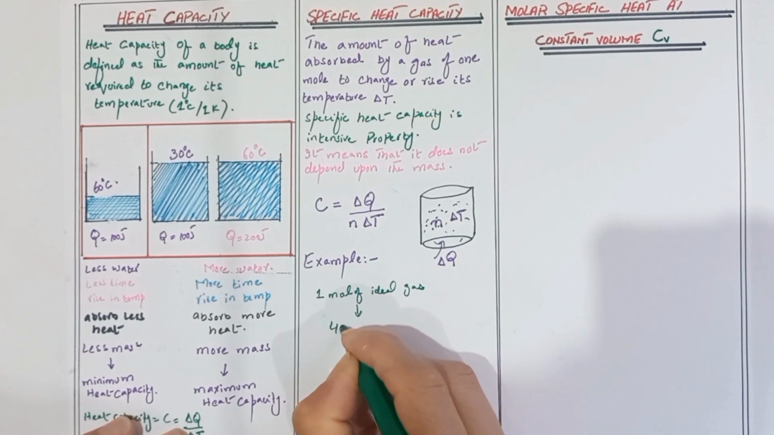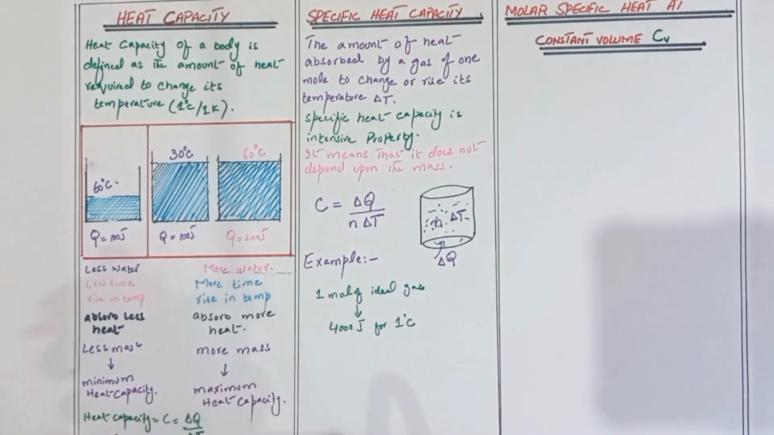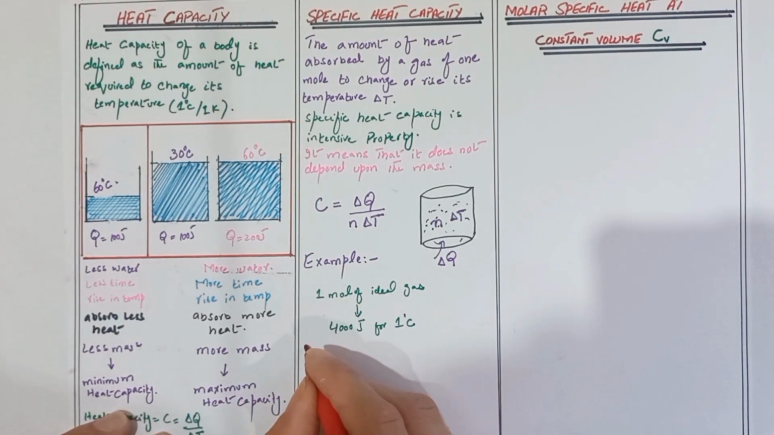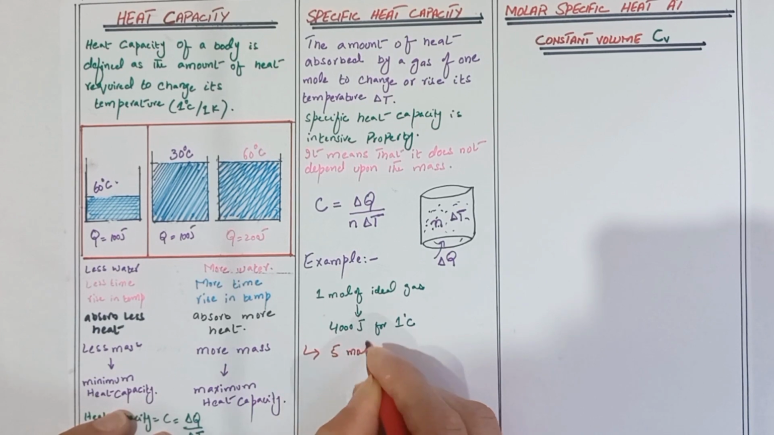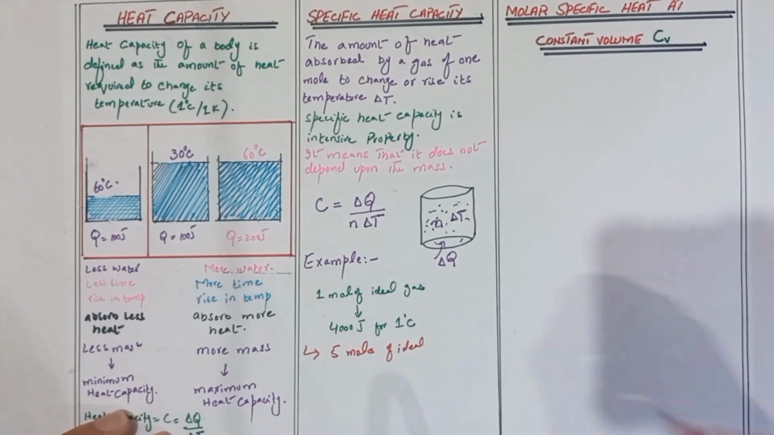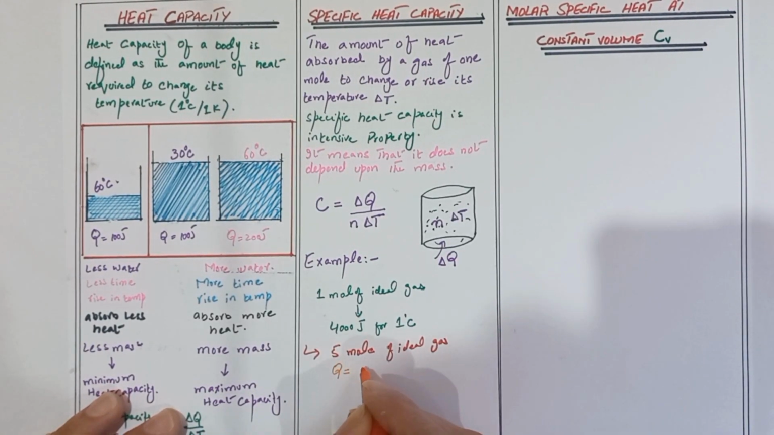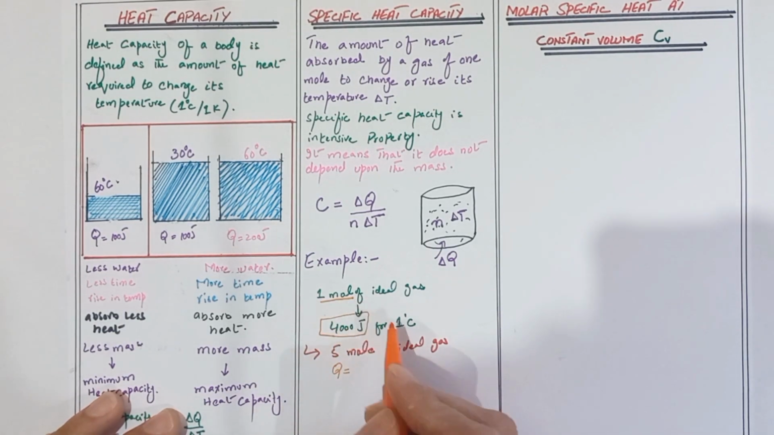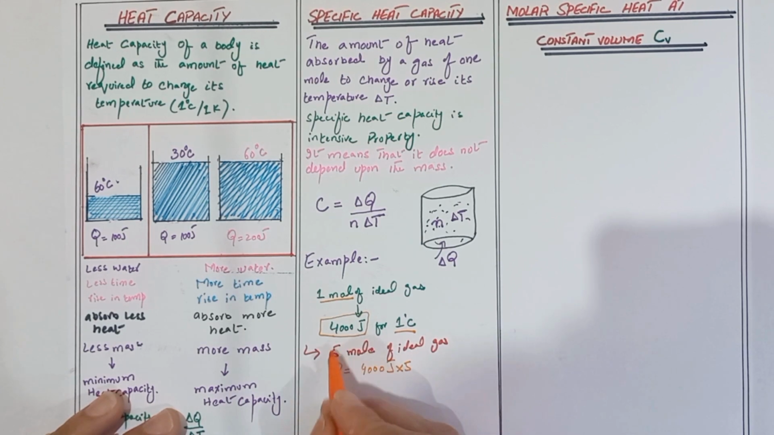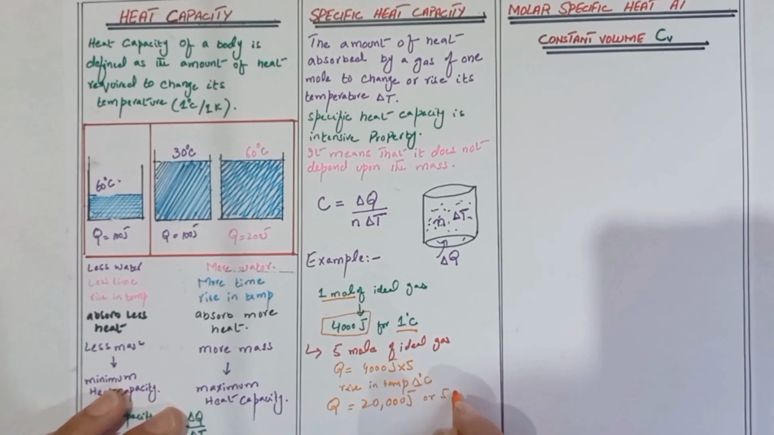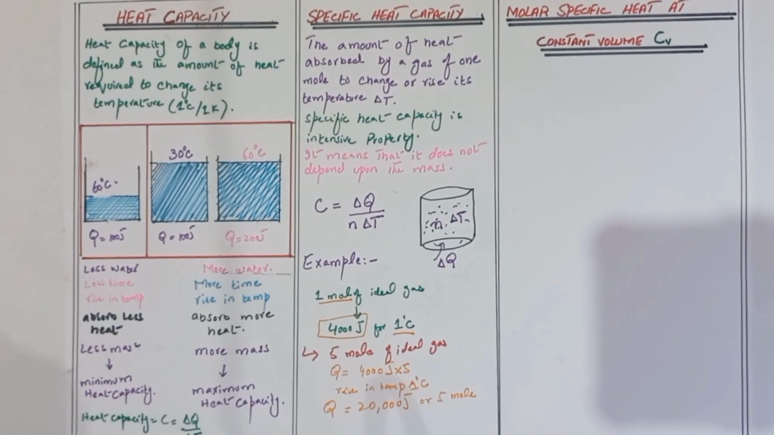We give 4000 joule of energy to raise the temperature by 1 degree centigrade. So if we take 5 moles instead of 1 mole, we know that for 1 mole of ideal gas, we give 4000 joule of energy. So for 5 moles of ideal gas, we can calculate the energy by using the energy of 1 mole to raise the temperature by 1 degree centigrade. We multiply the 4000 joule of energy by 5 and we get the energy for 5 moles of ideal gas to raise the temperature by 1 degree centigrade. So it means that we give 20,000 joule of energy for 5 moles of ideal gas to raise the temperature by 1 degree centigrade.